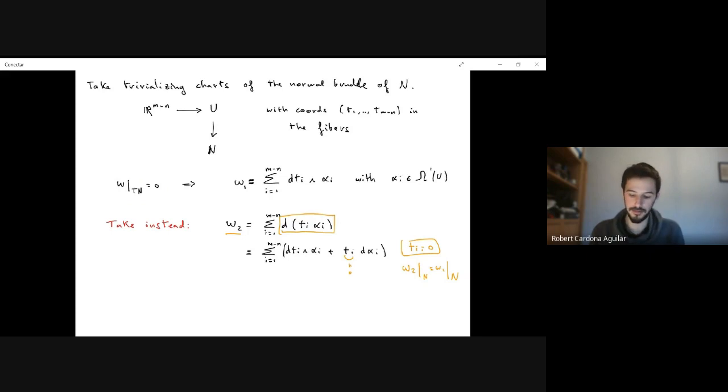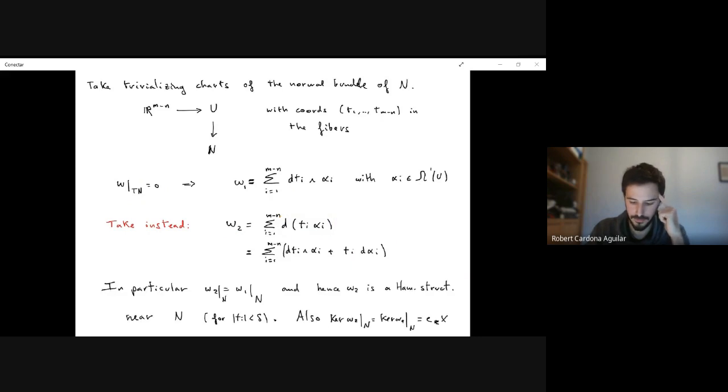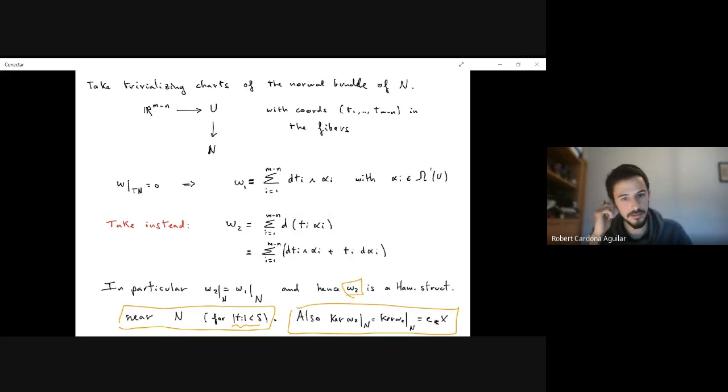So because omega 1 is symplectic, omega 2 is also symplectic. Symplectic, I mean non-degenerate. So because omega 1 is non-degenerate, omega 2 is also non-degenerate along N. And because this is an open condition, this holds in a neighborhood of N. So what this means is that this omega 2 is closed and non-degenerate near N, so for t_i small. And this is satisfied by construction because omega 1 and omega 2 coincide along N. So the kernel condition is also satisfied.